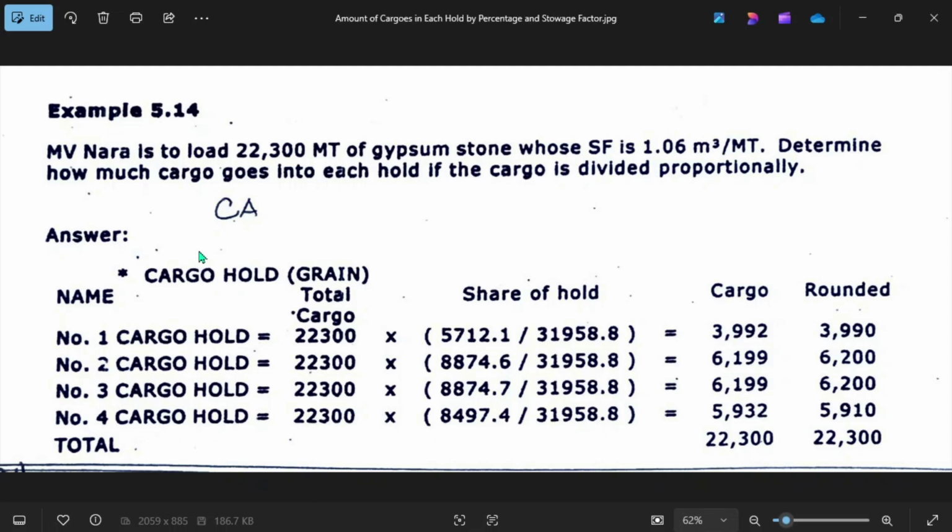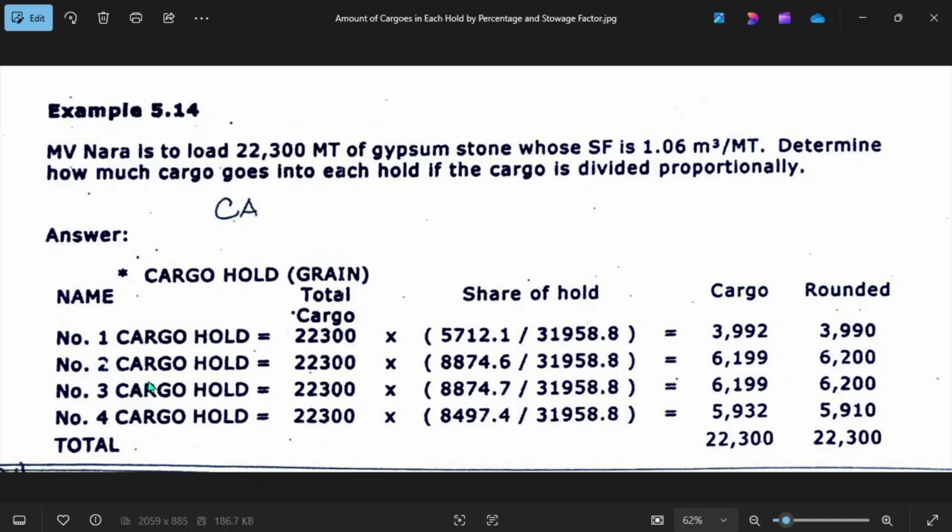So here, this is the MV Nara, which is a 4 holds vessel, and it says here Nara is to load 22,300 metric tons of gypsum stone whose storage factor is 1.06 cubic meter per metric ton. Determine how much cargo goes into each hold if the cargo is divided proportionally. So this is the answer.